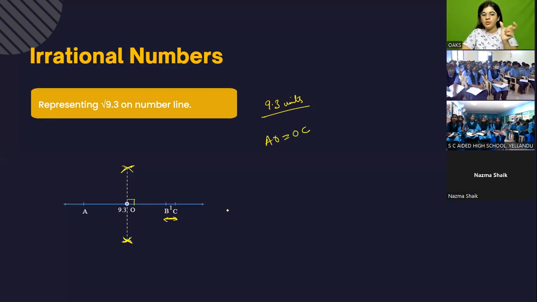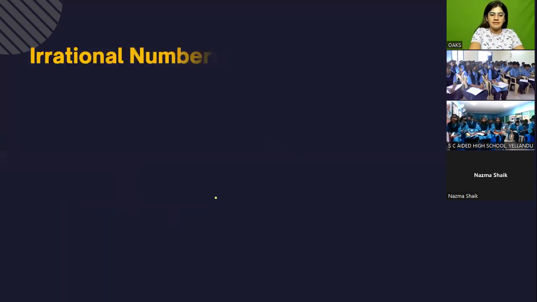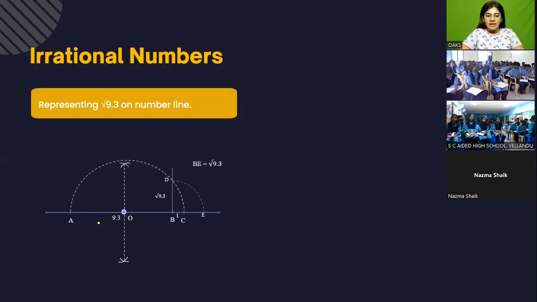Now what we have to do, we have to take OA as the radius and we have to put a semicircle like this. As you can see here, we have taken OA as radius and we have drawn the semicircle here.